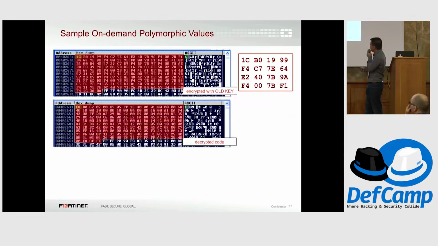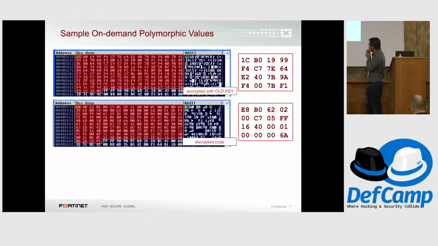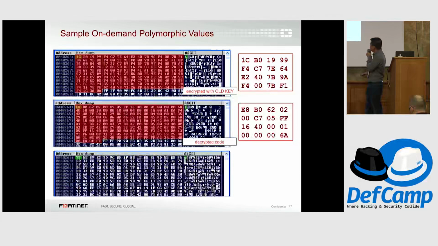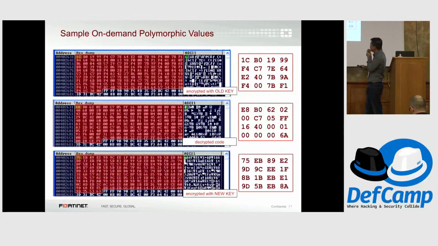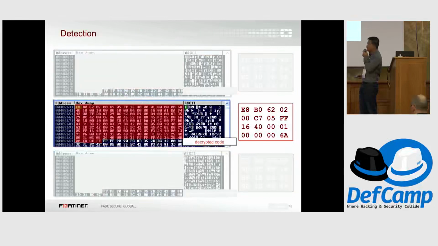After executing that, the new key will be a different one. Okay, this is now encrypted with the new key. It is totally different from the very first one, but they are the same set of codes. This one is encrypted with the old key. This one is encrypted with the new key. But all you have to do is get this one if you want to do the detection.